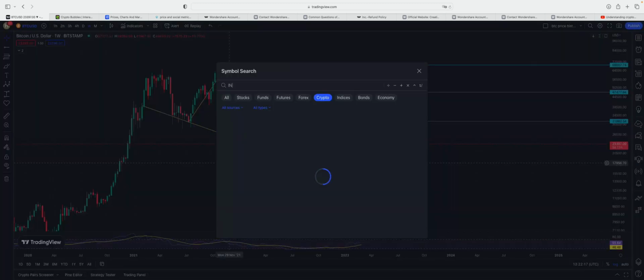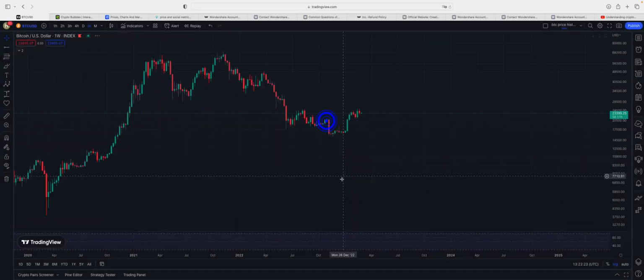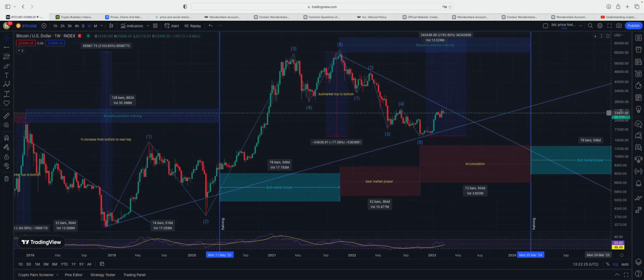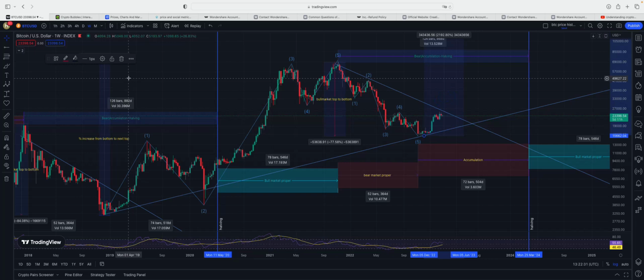So if we go to index BTC, this is the other chart which I showed you guys the other day. I will leave the link to the video in the description.